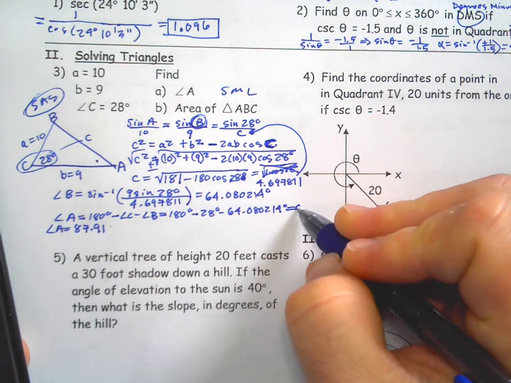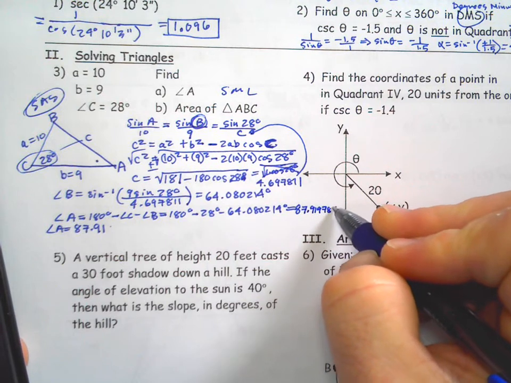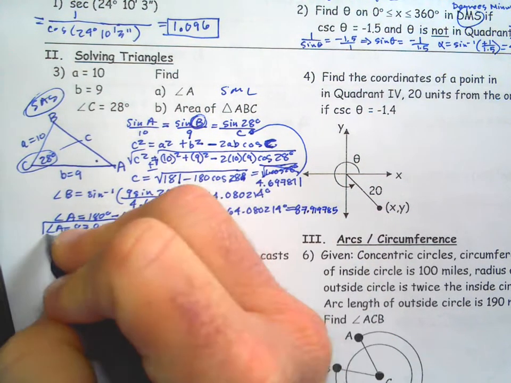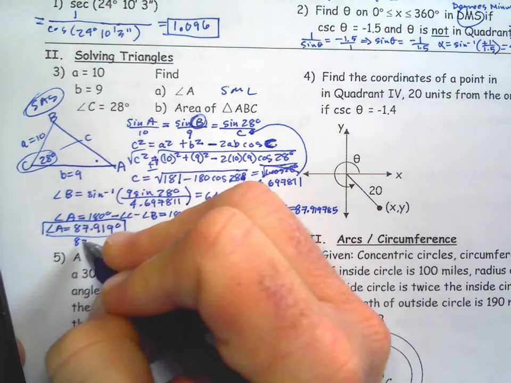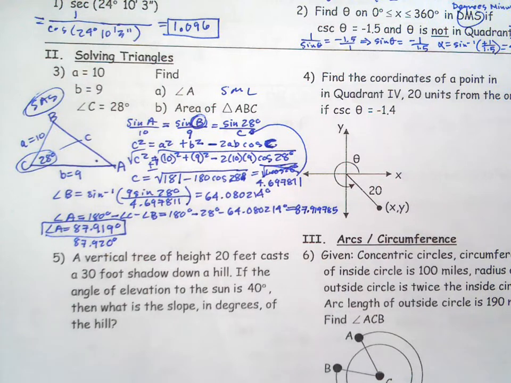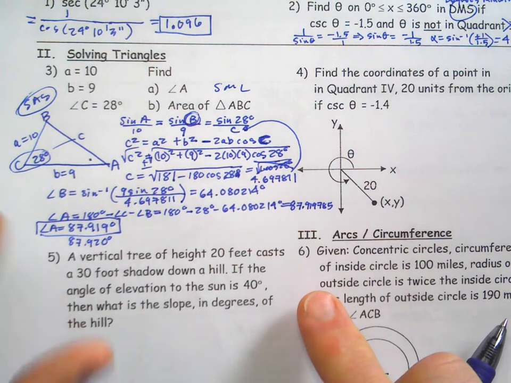I'm just going to write the more accurate version right here, 87.919785. And this is going to be your final answer. Now, rounded or truncated, you could do 87.920 if you rounded. Okay, that's one of your answers. Now, find the area of triangle ABC.